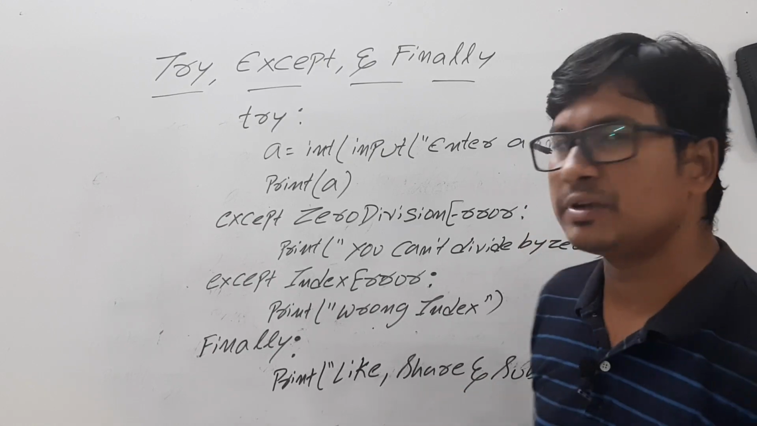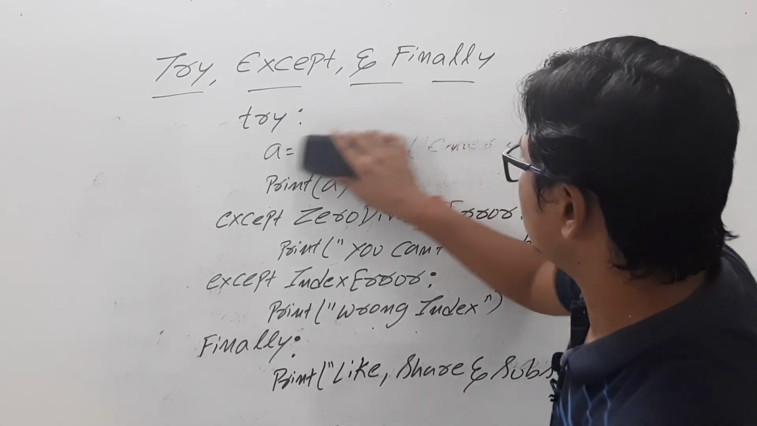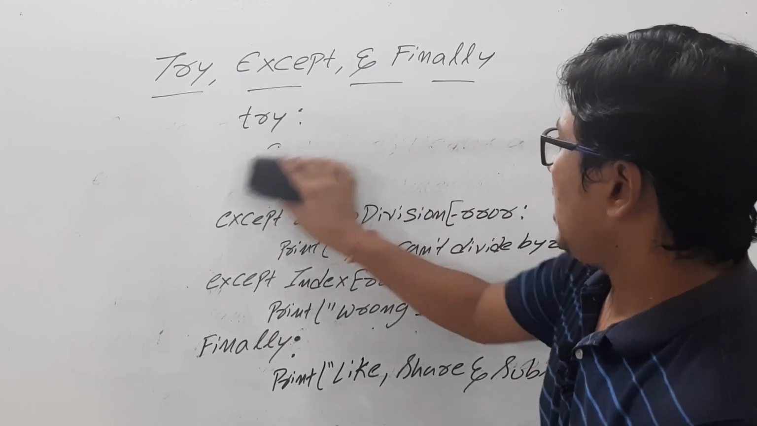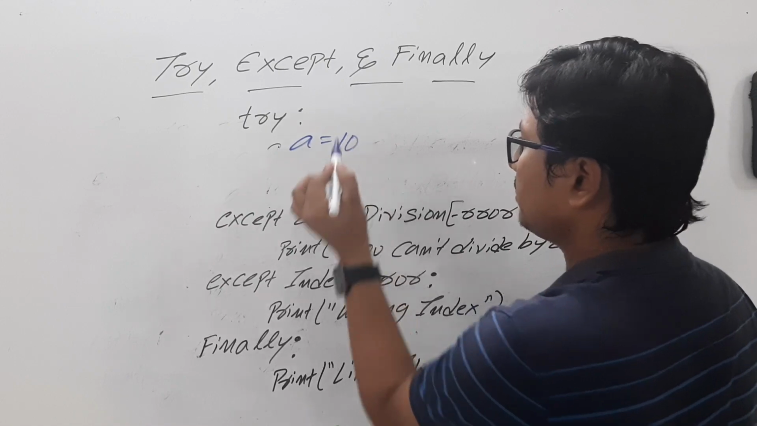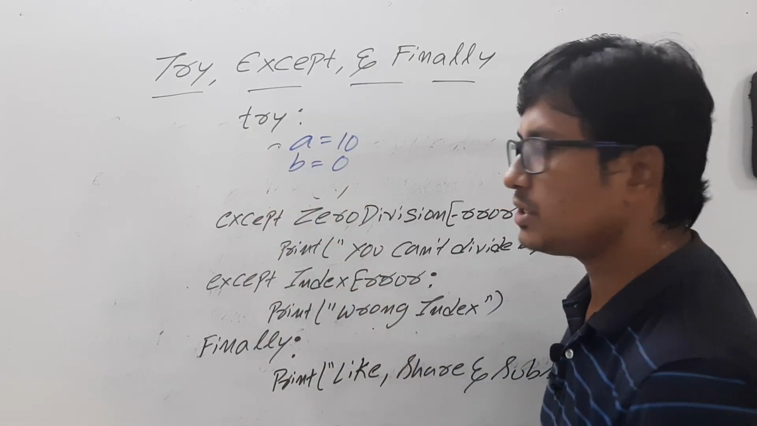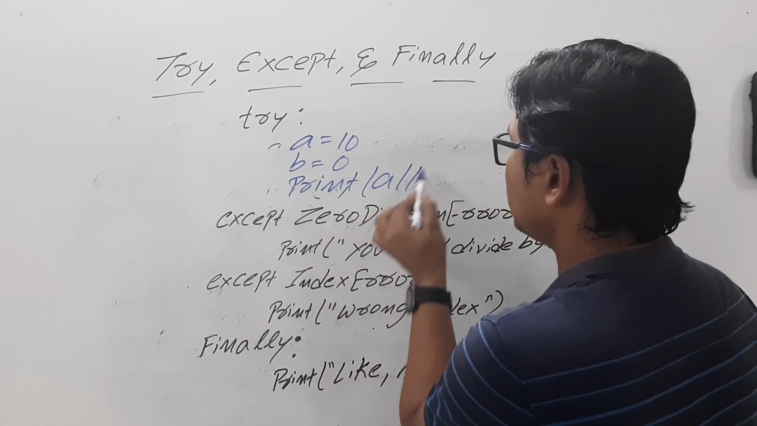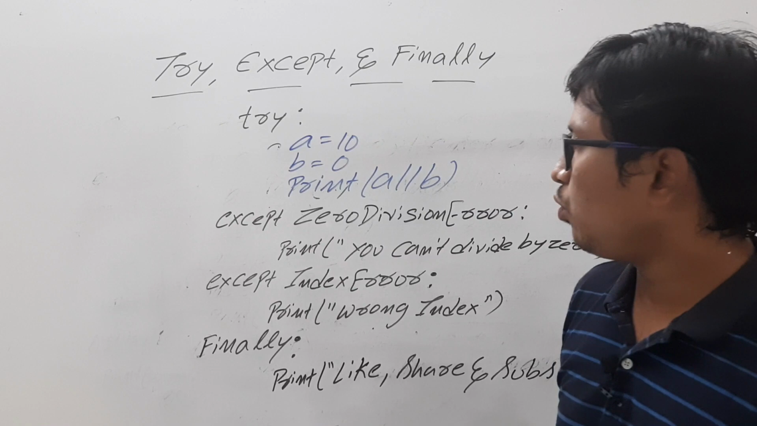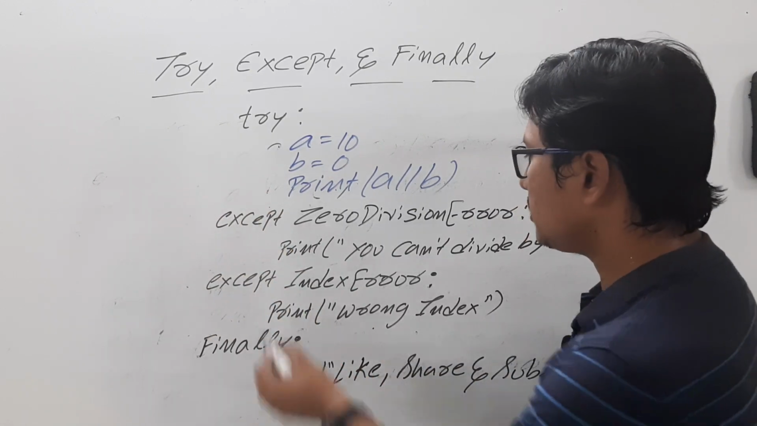Something I want to display, some customized output. In this case, suppose the user has entered some value, 10. Let me give it by myself. A is equal to 10 and B is equal to 0, and here I am writing print A integer division B. Then what will happen? What kind of exception is it? It is a zero division error.